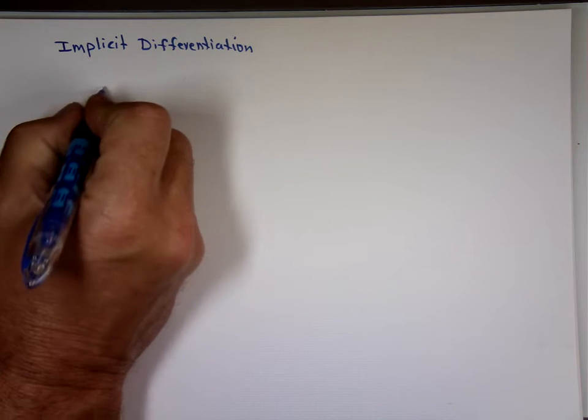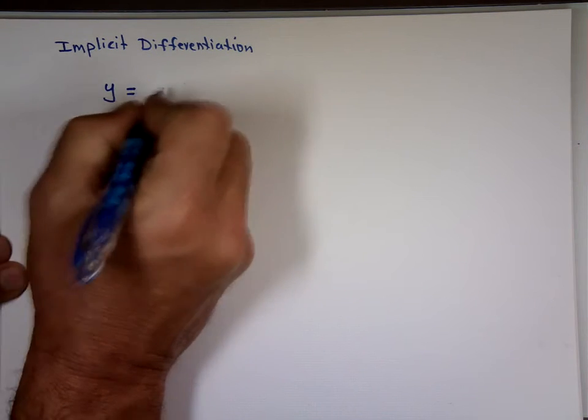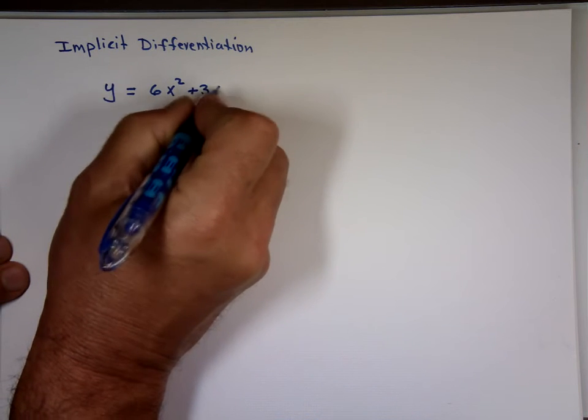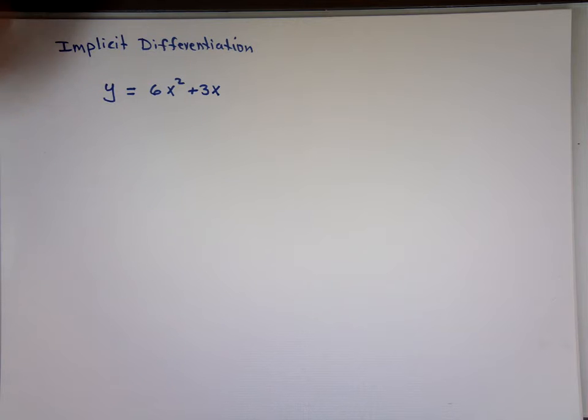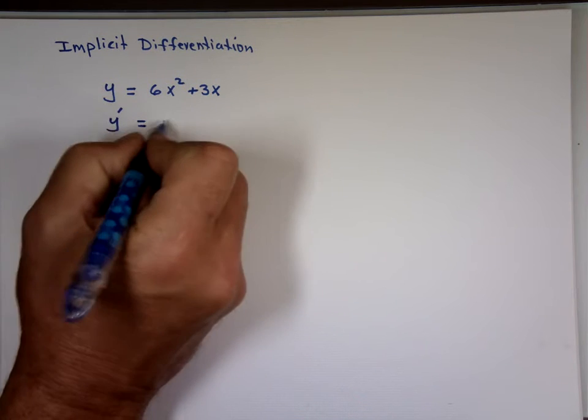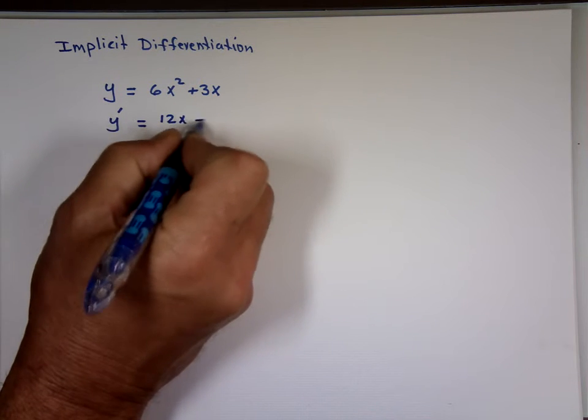When you have a problem like this, y equals 6x squared plus 3x, that's called an explicit function, because you have y equals. And you can find the derivative of that. You go, the derivative of that is what? 12x plus 3.